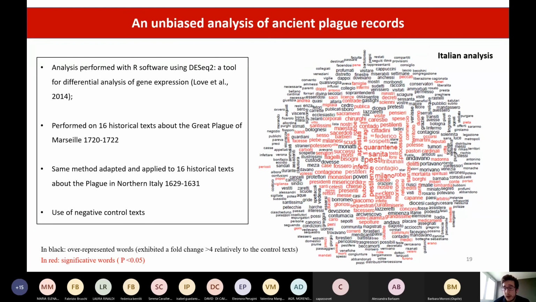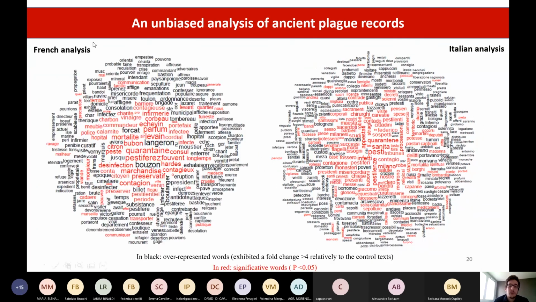The results of our analysis are actually here. So we have two word clouds for the words that are significantly present in our plague-related text for French and Italian. And there are obviously the words associated with plague, like plague victims, quarantine, bubo, which is the most important symptom for bubonic plague, but also other interesting things used for treatments or suspected sources of plague.